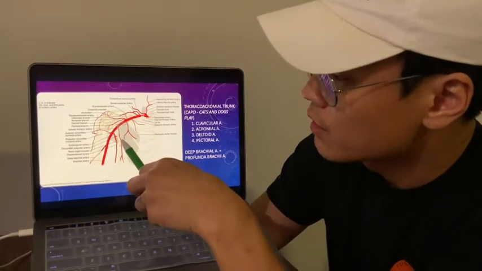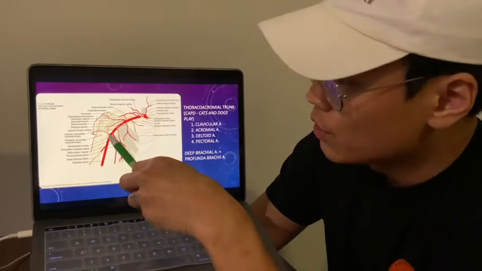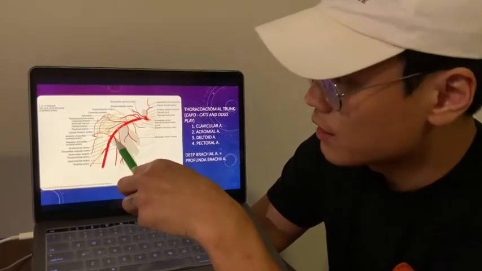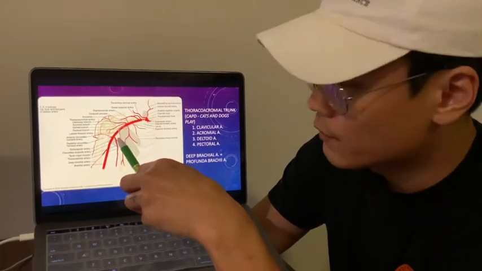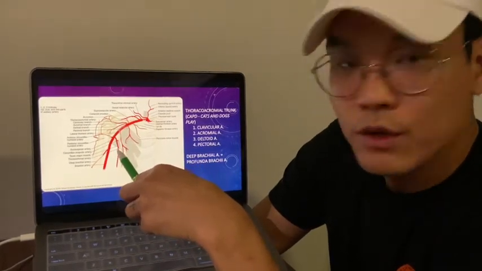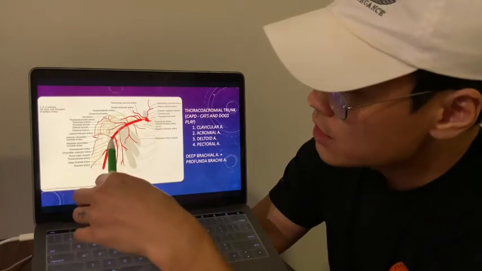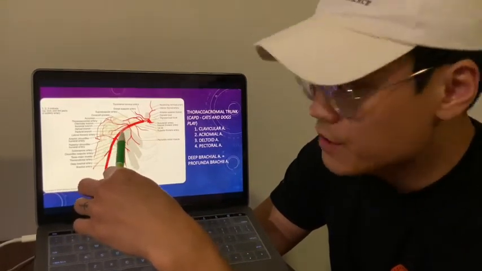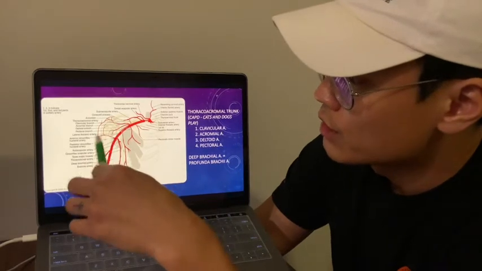From the lateral portion, we have the subscapular artery that bifurcates and gives off the circumflex scapular artery, and also gives off the thoracodorsal artery. Then on the other side, we have the anterior and the posterior circumflex humeral arteries that will supply the humeral bone and the shoulder region.